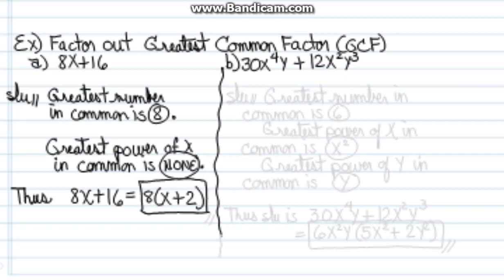So you can check to make sure it's good factoring by distributing the multiplication and make sure you get the question that they ask you. It has to be the same as the question. All right, so we get 8 times x plus 8 times 2 is 8x plus 16.